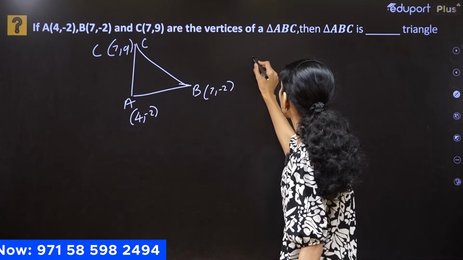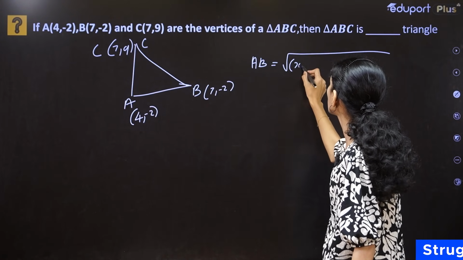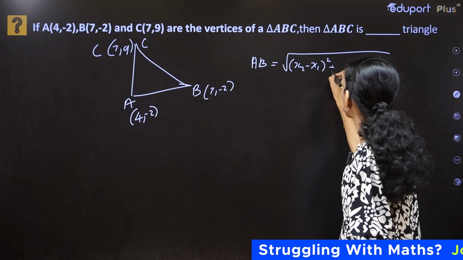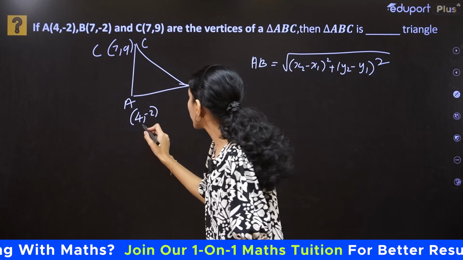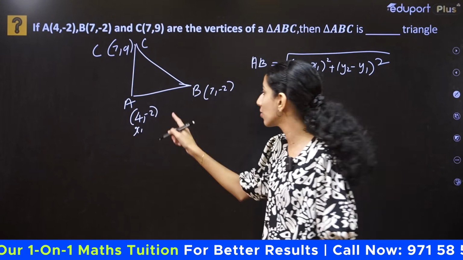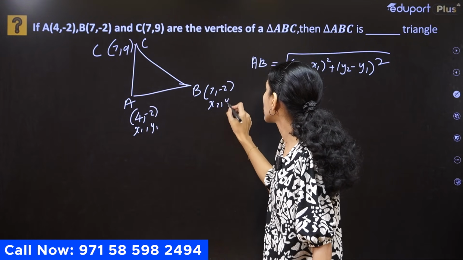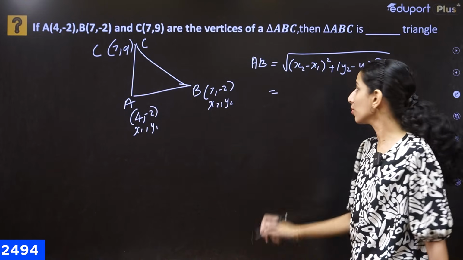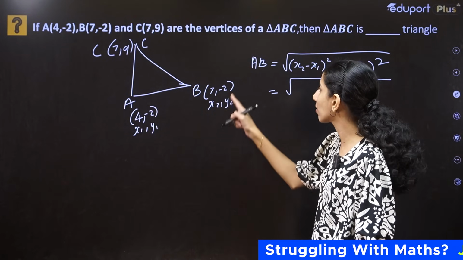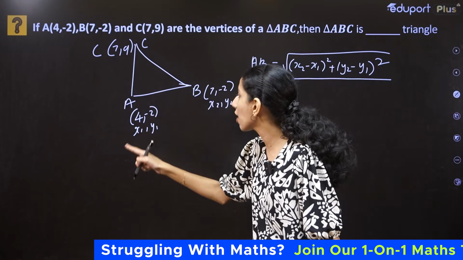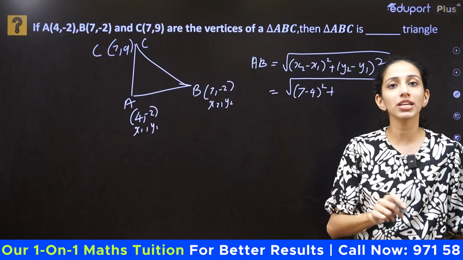So how will you find the side AB? AB is equal to root of (x2 minus x1) all square plus (y2 minus y1) all square. Here we substitute the value of A as x1, y1 and the value of B as x2, y2. So what will be the value? Root of (x2 minus x1) all square. What is x2 minus x1 all square? Here we have 7 and here we have 4. So (7 minus 4) all square plus (y2 minus y1) all square.